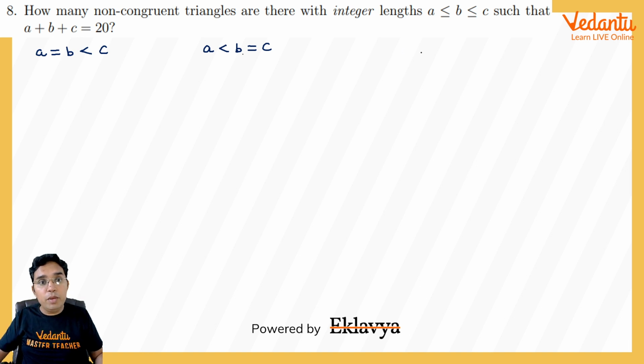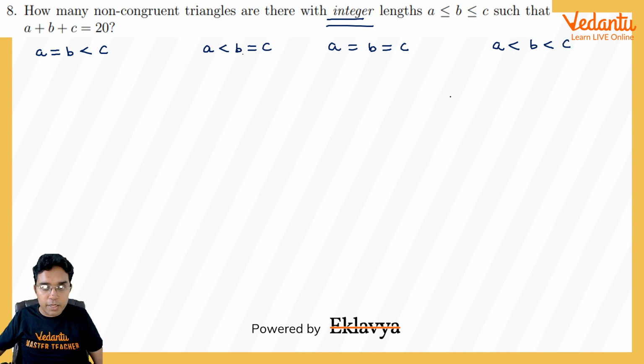A equal to B equal to C is not possible because their sum is 20. If A equal to B equal to C, then the sum equal to 20, we cannot obtain integer values. But let me write this also. And then the last one is A less than B less than C. I think these are the possible scenarios. So let us start with this. In this case, A will be 20 by 3, so not possible. So just reject it.